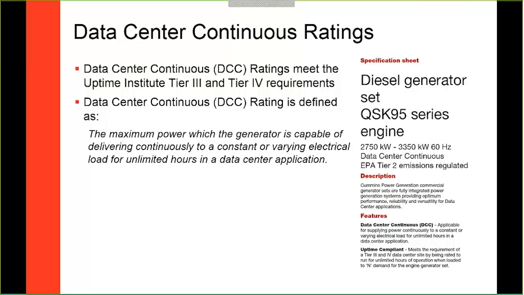And what I mean by that is a continuous rated generator set is built to run 8,760 hours a year at full load, when in reality, we understand and Uptime understands that for the most part, data centers aren't being built somewhere where the utility isn't present, right? You're not actually running on generator set power 8,760 hours a year.